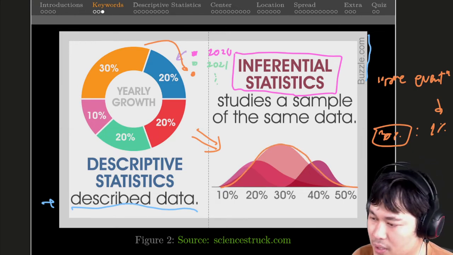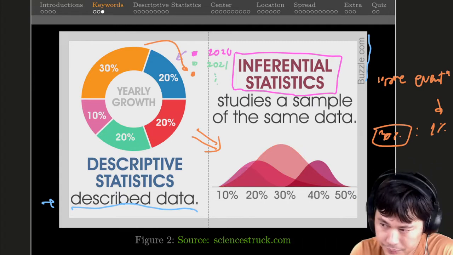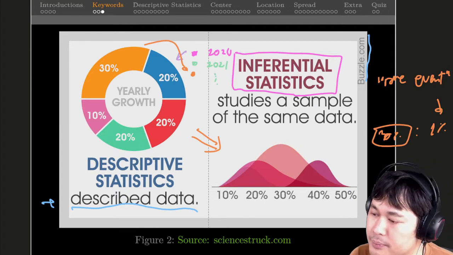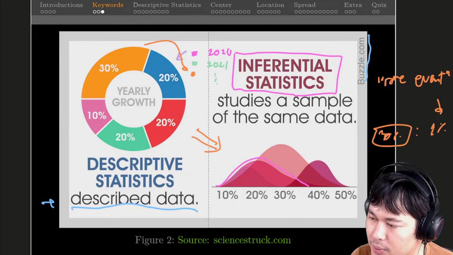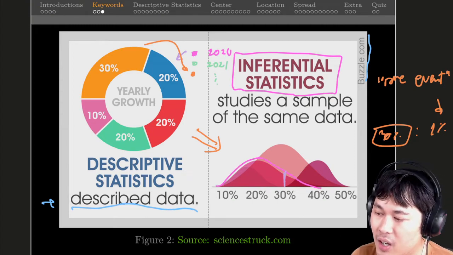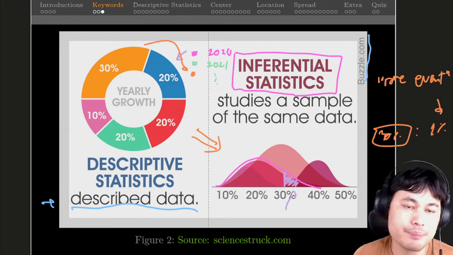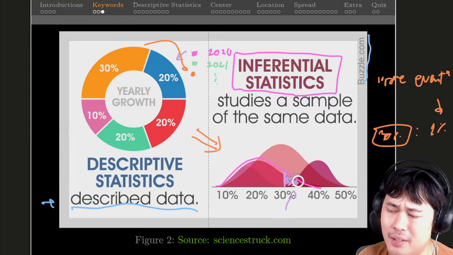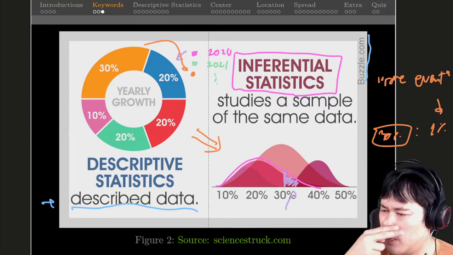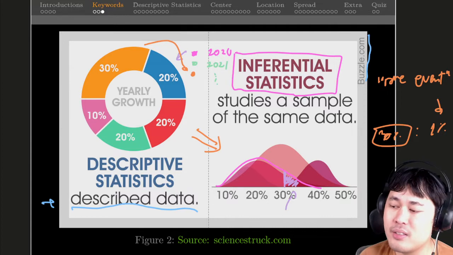And you say, oh, 30. Let's make it this way. Maybe it's this graph. This one. And you say, oh, 30 is on the right of the graph, and this part is a small region. And small means the event is rare.